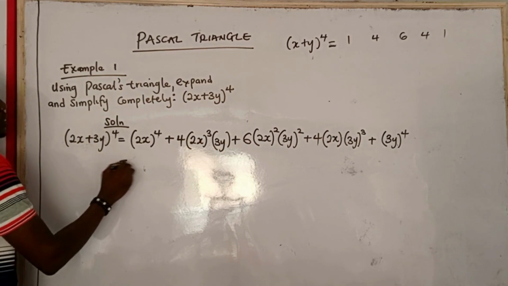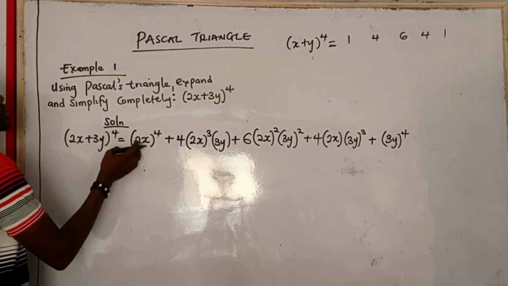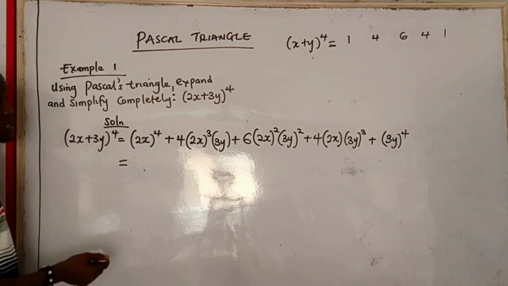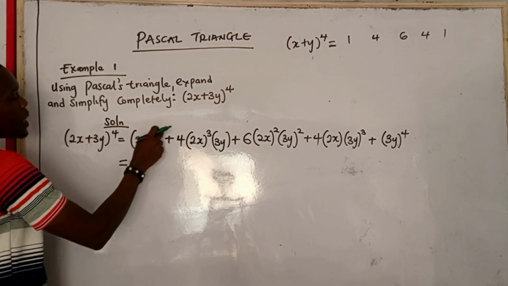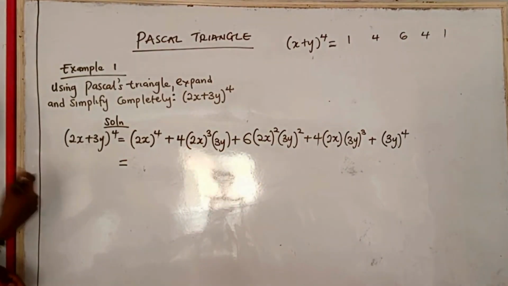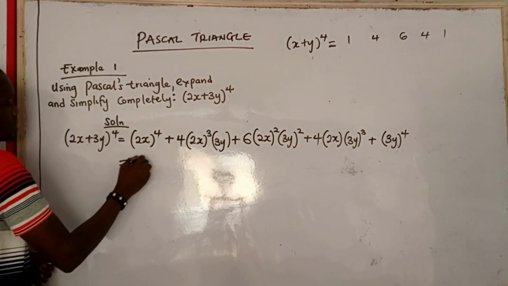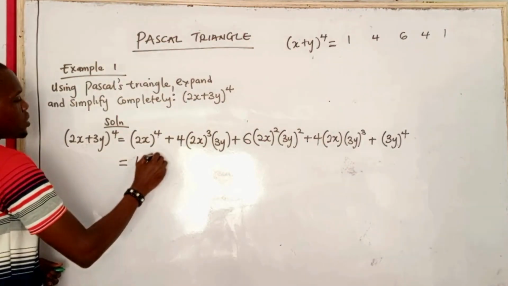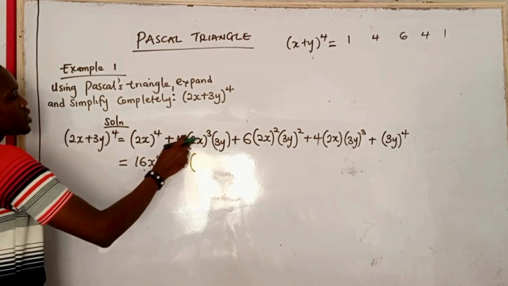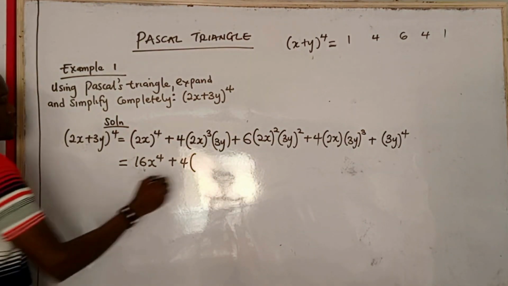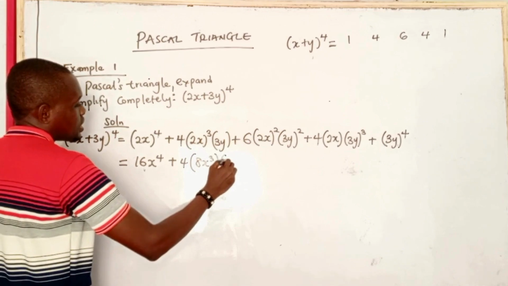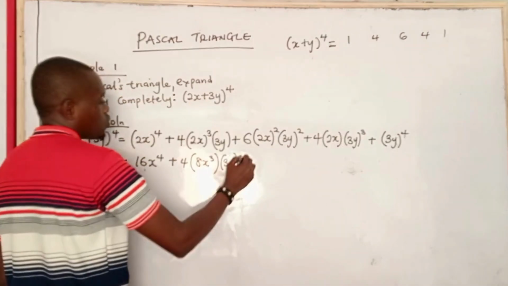So if we expand further, in this bracket what we have here is 2x, so both of them are going to share the power. So we are going to have 2 to the power of 4. 2 to the power of 4 means 2 times 2 times 2 times 2, and that will give us 16. And x to the power of 4 will remain x raised to the power of 4. Then we have 4, open bracket, 2 to the power of 3 means 2 times 2 times 2, which will give us 8. And then x will take the power of 3. Then 3y will remain.